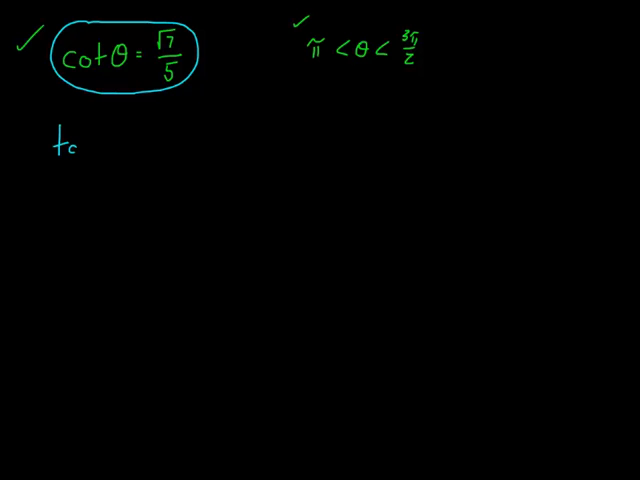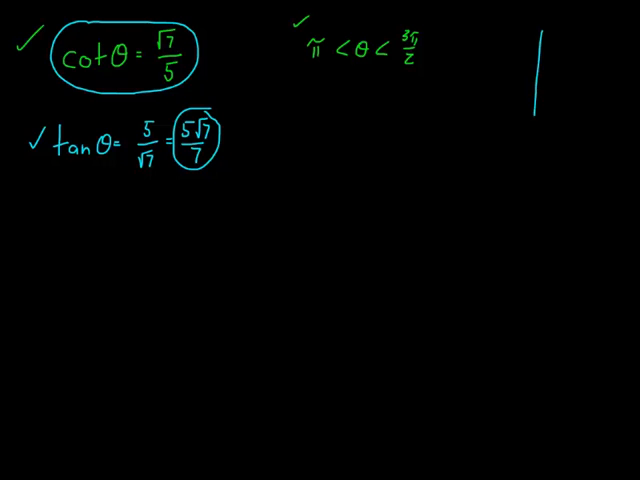Well, first off, I know that tangent and cotangent are just reciprocals of each other. So if I take cotangent and flip it over, 5 over radical 7. And then I say, well, wait a minute, I don't like that answer. Multiply top and bottom by radical 7. I get 5 radical 7 over 7. There's tangent. So now I got 2 down, 4 to go.